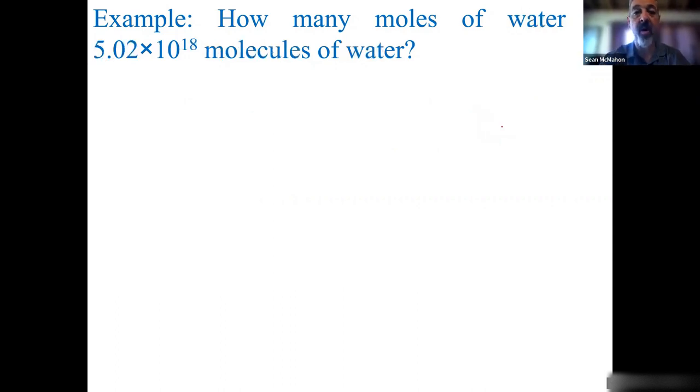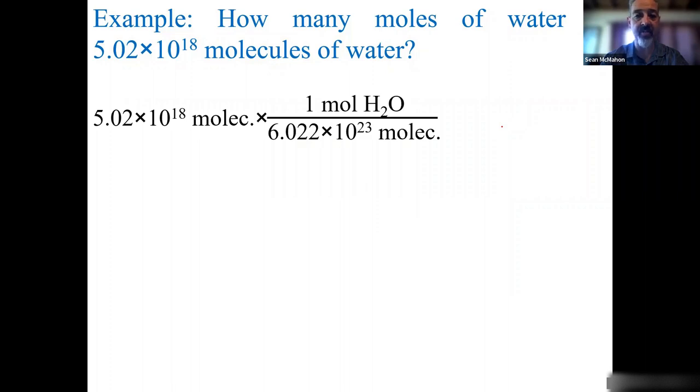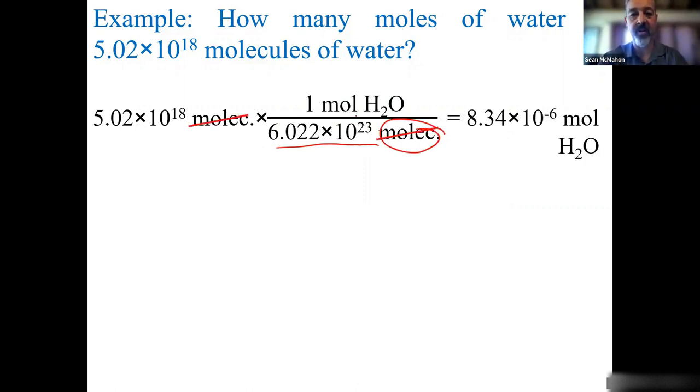How many moles of water is 5.02 times 10 to the 18 molecules of water? So I start with the number of molecules. I cancel it out because in 1 mole of anything, there's 6.02 times 10 to the 23rd. It's molecules, so molecules cancel, and I'm left with the number of moles of water. It makes sense that it's a very small amount because I don't have quite yet 1 mole.